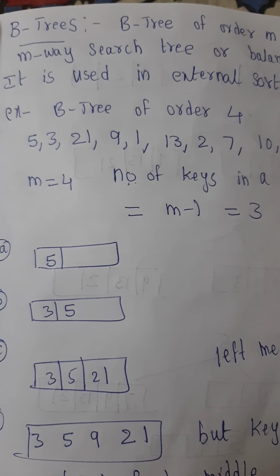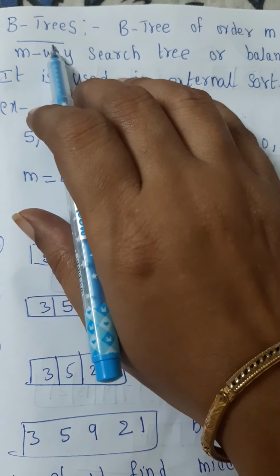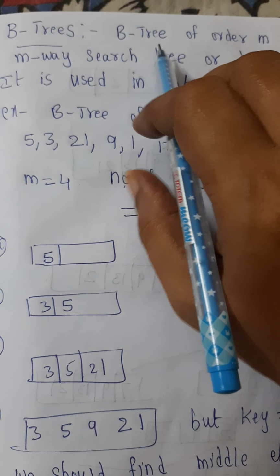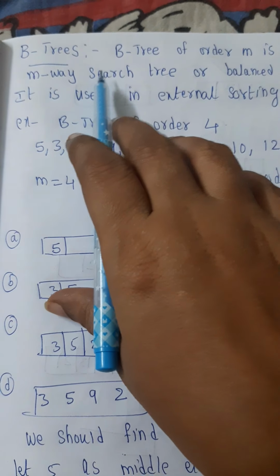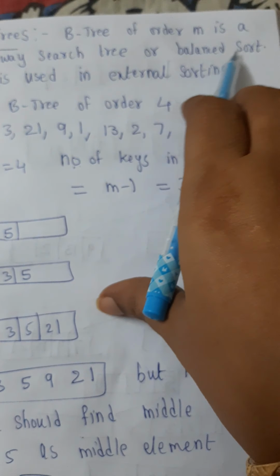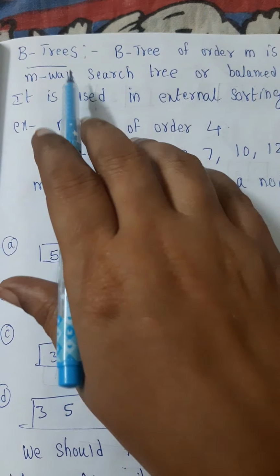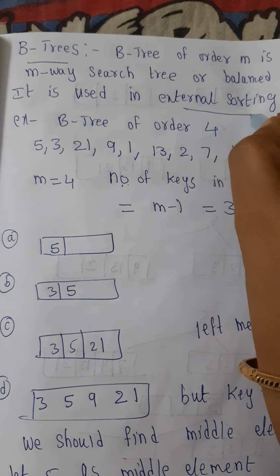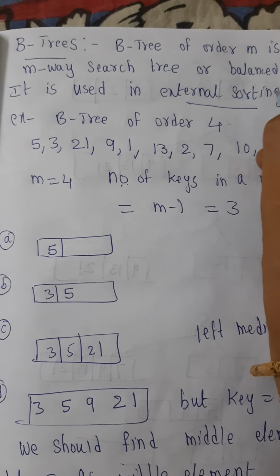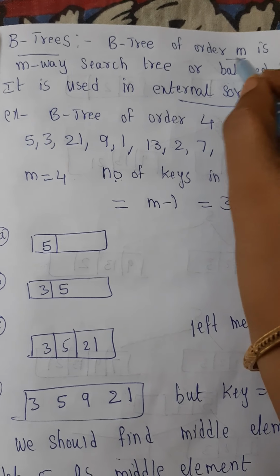Hi guys, we will move to the next topic, that is B trees. So what is a B tree? A B tree of order M is an M-way search tree, or a balanced one. B trees are used in external sorting. So what is this order M?